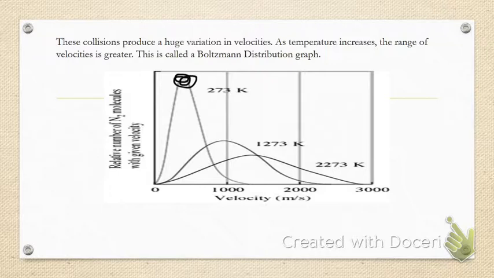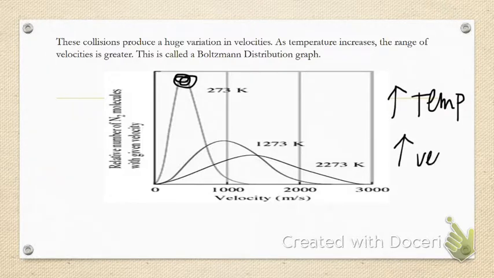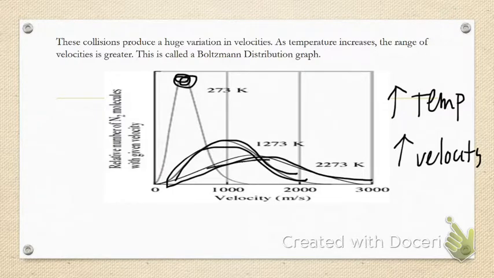And the reason it changes is as I heat them up, I speed them up. So if I heat my particles, I increase my temperature, I'm going to increase my velocity. And so the graph kind of flattens out because now we have more particles going faster, and then as I heat them up it flattens out even more because I have more particles moving at faster and faster velocities. Okay, so this is going to be an important graph to understand.